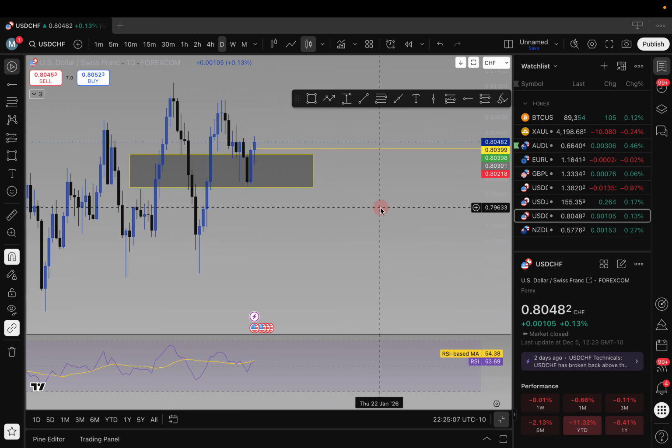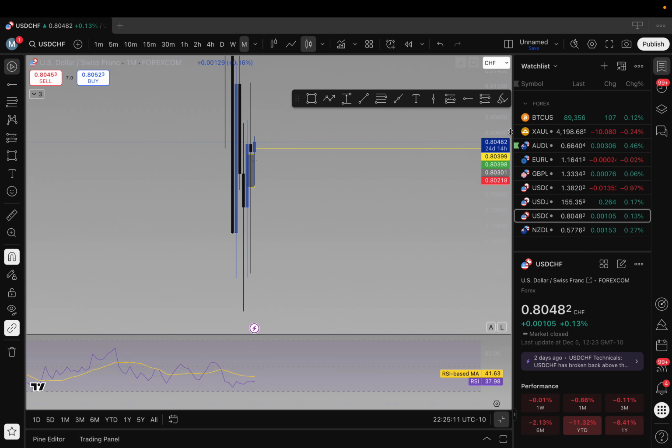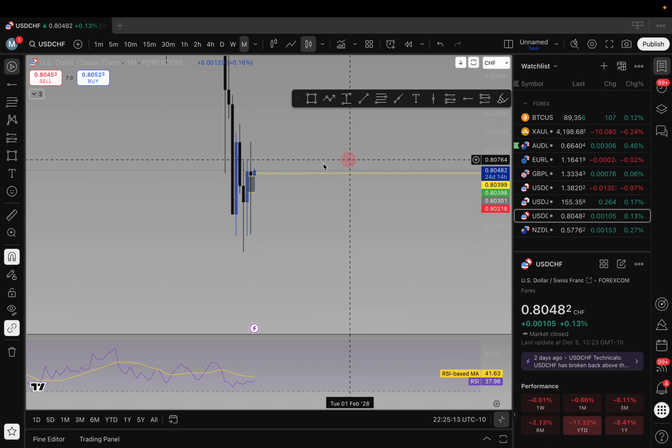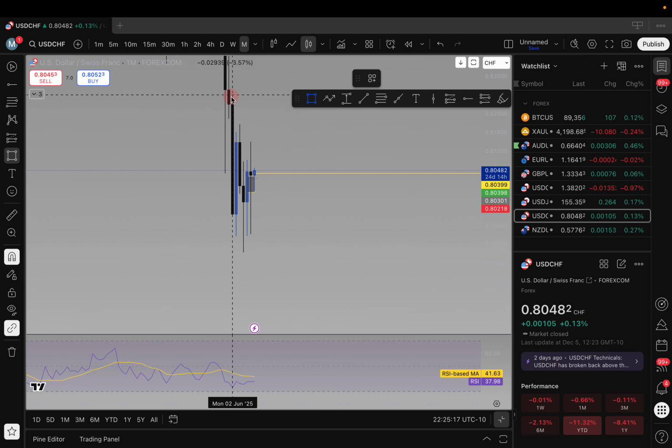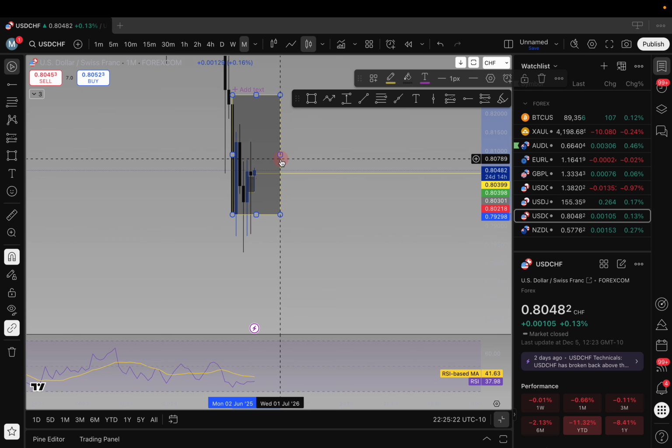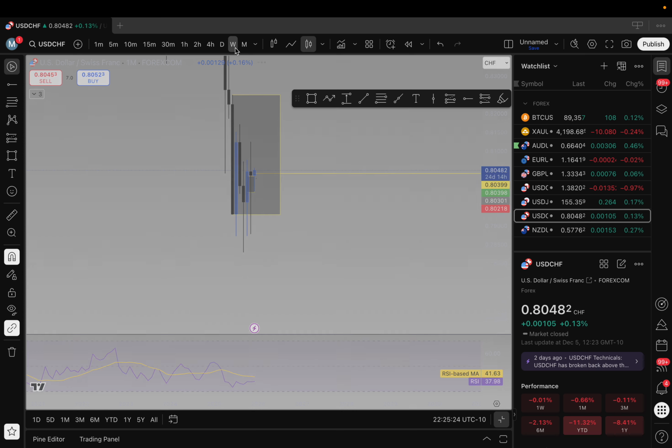Okay, let's go monthly. So we are on a bearish theory candle, but let's look at on the weekly.